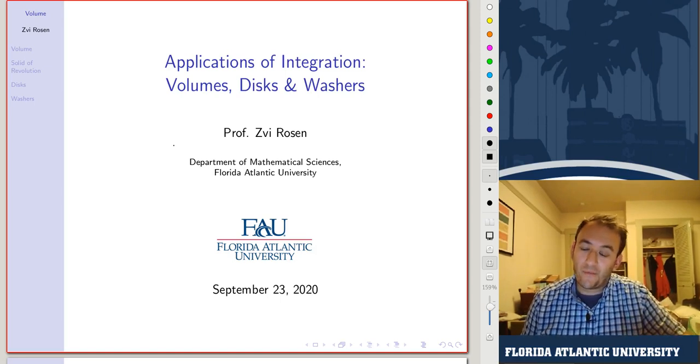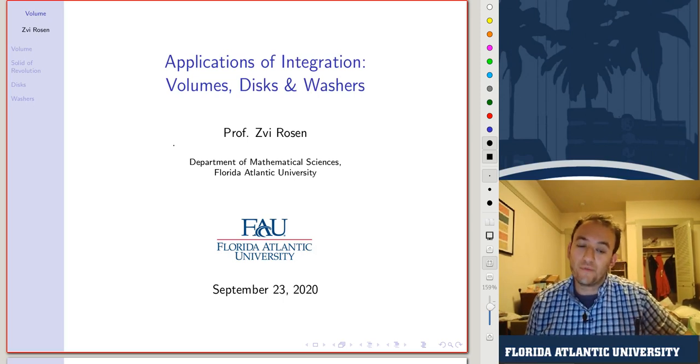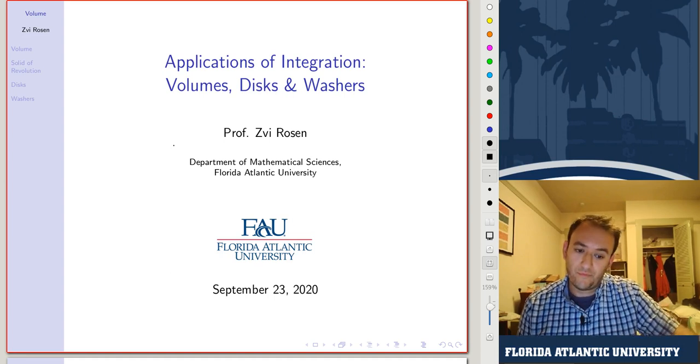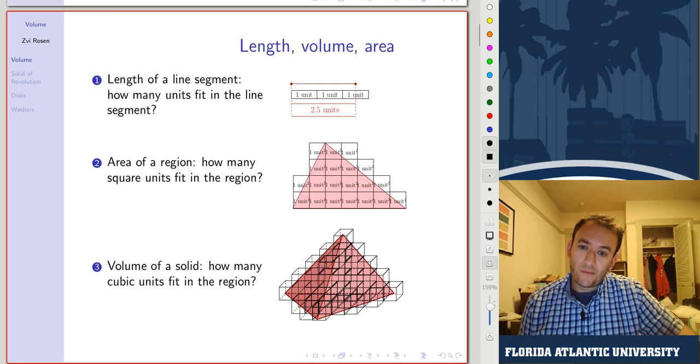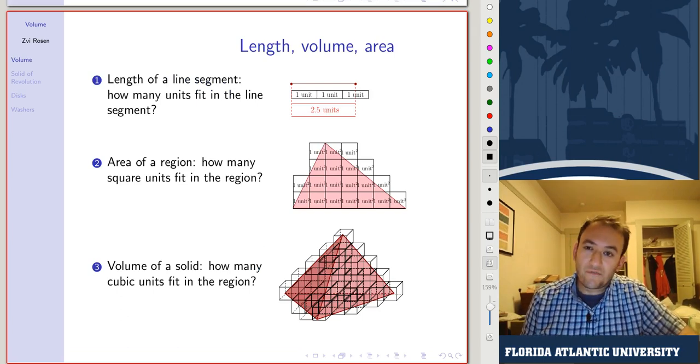Today we're going to talk about volumes more generally, as well as disks and washers, which are tools that we use in calculus to compute volume. First off, what do we mean when we say volume, and how does it fit together with the other notions of length and area?